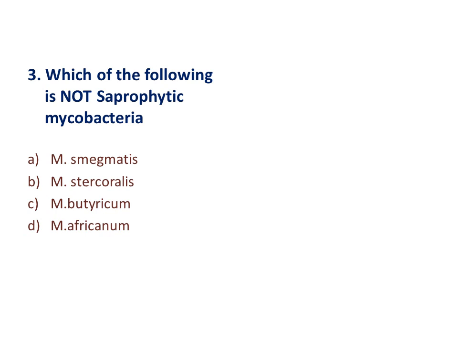So the answer options for this question are A, Mycobacterium smegmatis, B, Mycobacterium stercoralis, C, Mycobacterium butyricum, and D, Mycobacterium africanum. If you see all these options, the first three, smegmatis, stercoralis, butyricum, are all saprophytes. Smegmatis is present in the smegma of the genital tract, stercoralis is present in the stool, and butyricum is present in the environment. The last option D is the right answer, because Mycobacterium africanum produces disease in Africa. You all know that there are three important pathogenic species: Mycobacterium tuberculosis, Mycobacterium bovis, and the third one, Mycobacterium africanum.